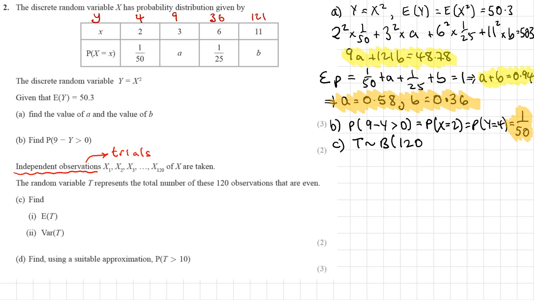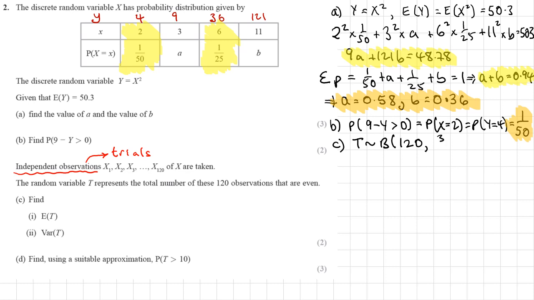There's 120 trials, and I want to work out now the probability that an observation of x is even. So that's going to be this column here, that's an observation of x that's even, and this one here, that's an observation of x that's even. So the probability of success is fixed, and that is what we get when we do 1 over 50 plus 1 over 25. If we add that together, we'll get 3 over 50. So my probability of success is 3 over 50.